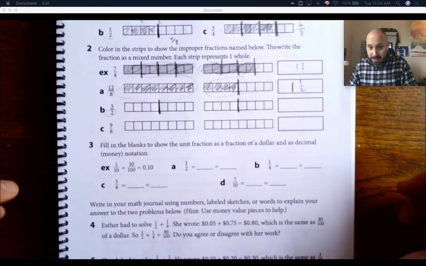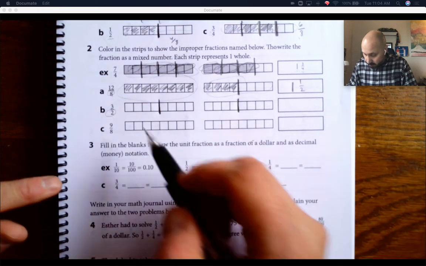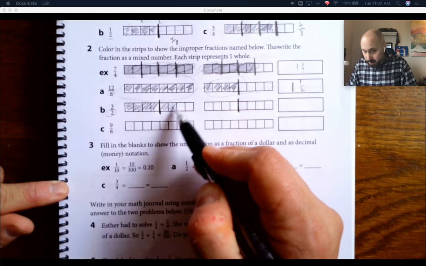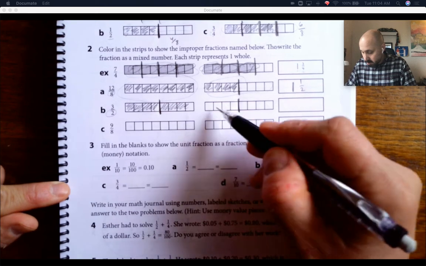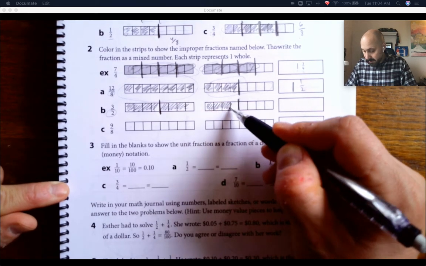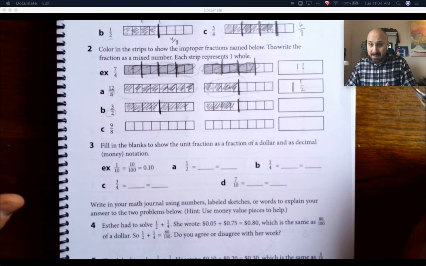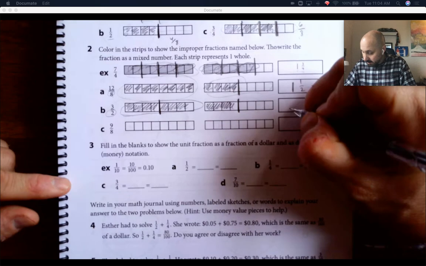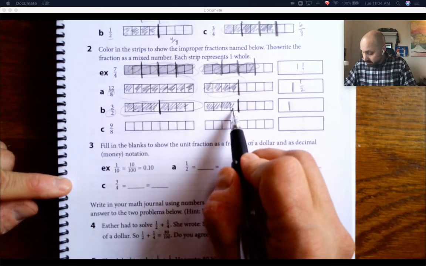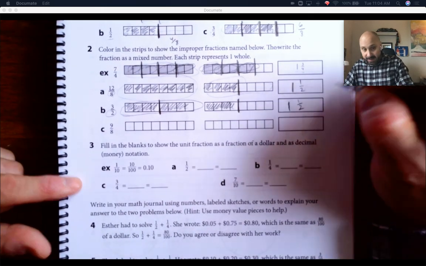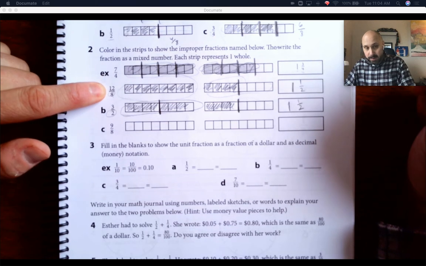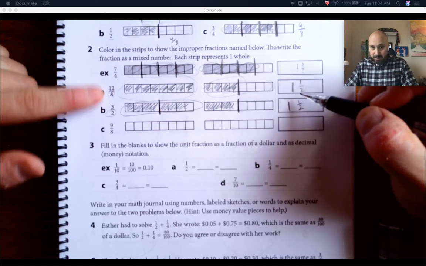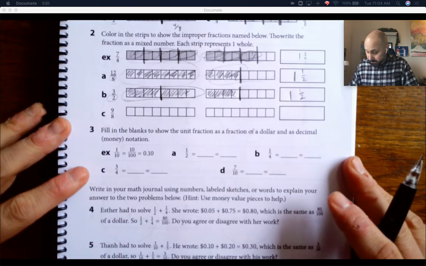Now I'm going to shade in 3 of those halves. So I'm going to shade in 1, 2, 3. So there's my 3 halves. So how I write that as a mixed number is I have 1 whole strip shaded, and look at that, half of this strip shaded. So 12/8 is equivalent to 3 halves because they're both 1.5. 12/8 and 3 halves are the same number, they're the same fraction.